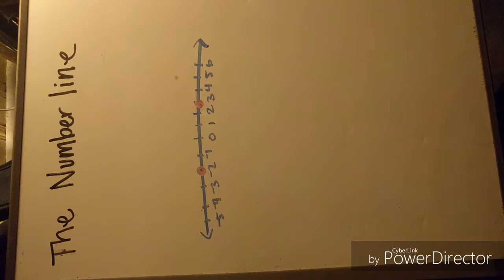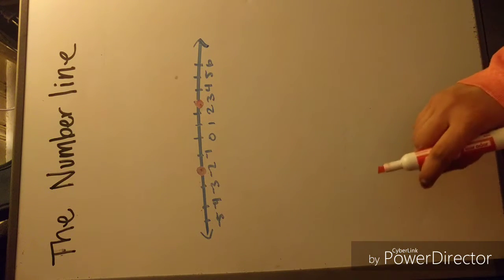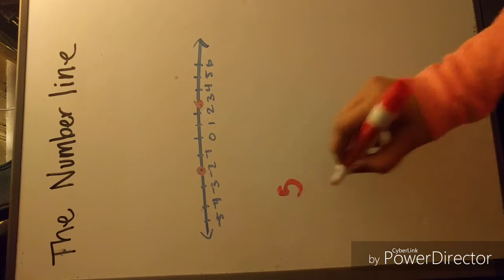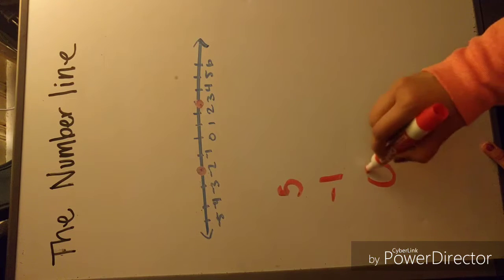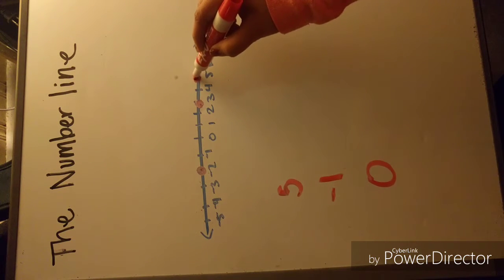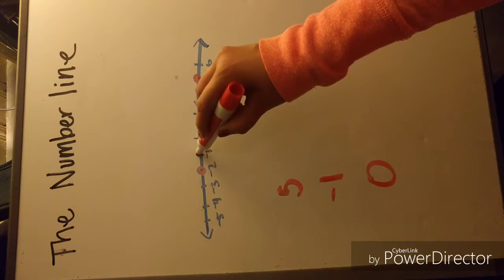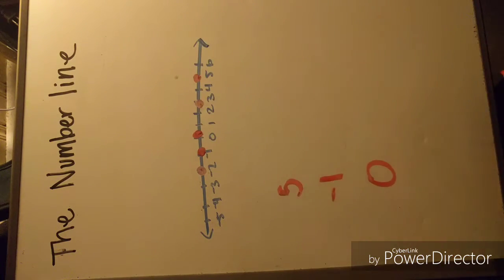So now I'm going to give you some more examples to practice. Try doing 5, -1, and 0. Okay, so 5 is here, -1 is here, and 0 is right in the middle.